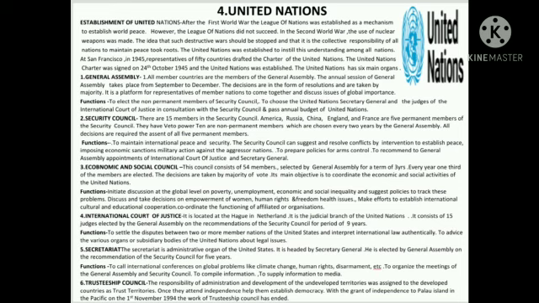And for this, at San Francisco in 1945, representatives of 50 countries drafted the Charter of the United Nations, and United Nations was established on 24th October 1945. The main objectives of the United Nations are to establish friendly relations among the nations. Second, to enhance international security by solving international disputes. Third, to safeguard and foster human rights and freedom. And to enhance economic cooperation at the international level.